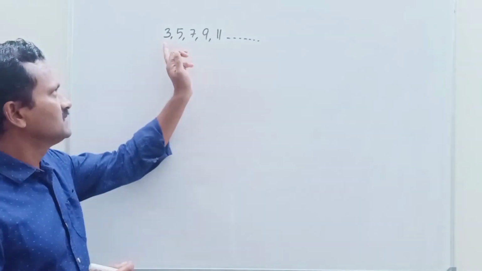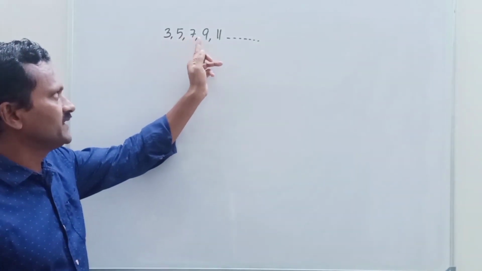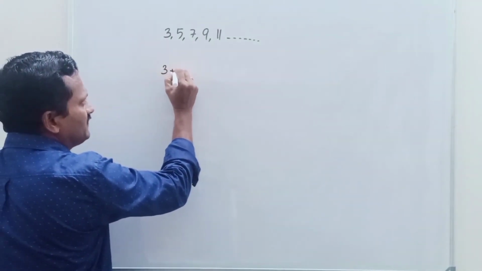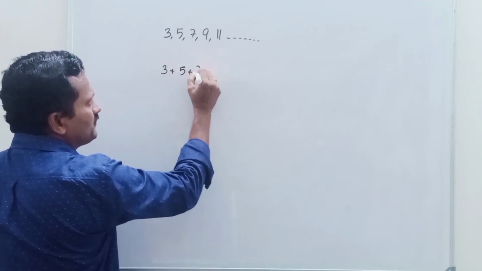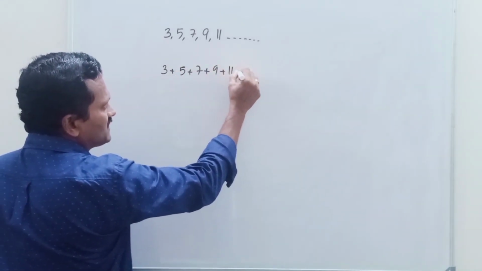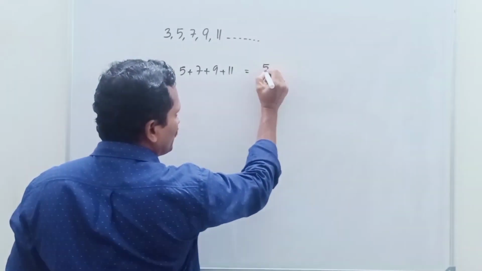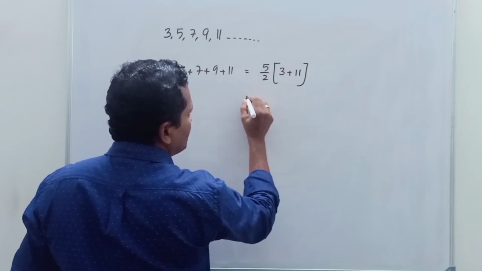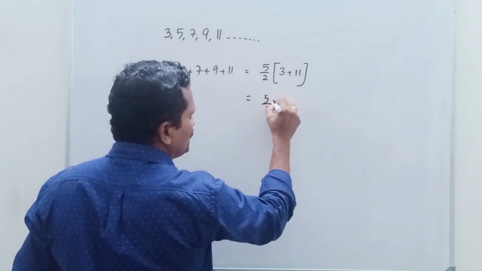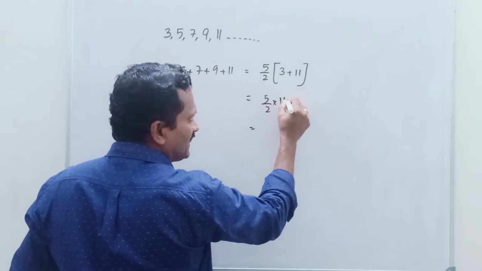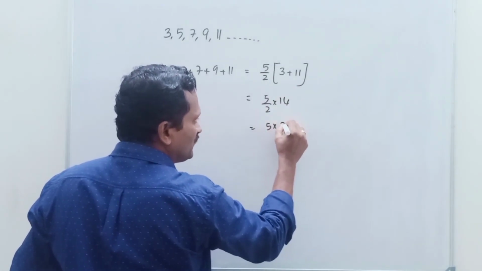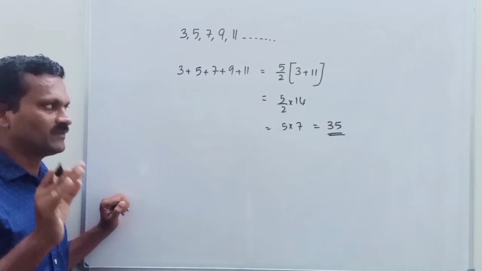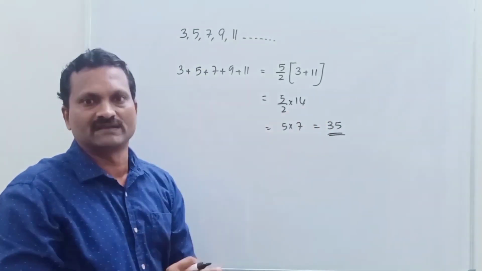Next we consider the arithmetic sequence 3, 5, 7, and so on. Here we find the sum of the first 5 terms, 3 plus 5 plus 7 plus 9 plus 11. That is, by formula, 5 by 2 into 3 plus 11. That is 5 by 2 into 14. The 2 and 14 get cancelled. Then 5 into 7, that is 35. It is very simple. By formula we got the sum is 35.